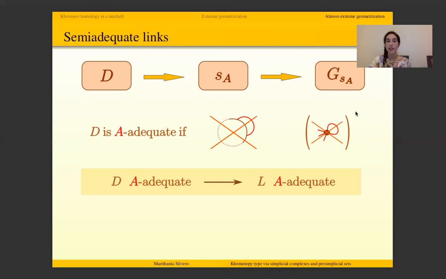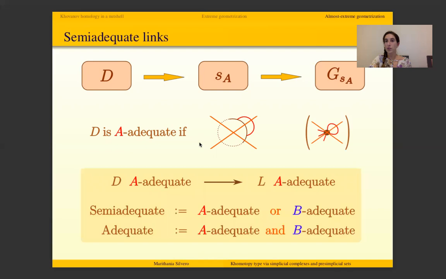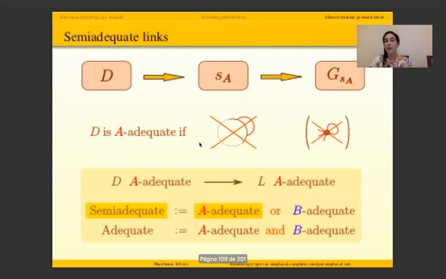So you have the same construction for B. When you smooth every crossing by following a B label, you have exactly the analogous definition. And we say that a link is semi-adequate if it is either A adequate or B adequate. And we say that it is adequate if it is both A adequate and B adequate, okay? So our construction works for semi-adequate links, and we are going to explain it by choosing A adequate links. If the link is B adequate, then you will get the same construction, the dual one, but instead of having the second from the bottom grading, you will have the second from the top grading, okay?